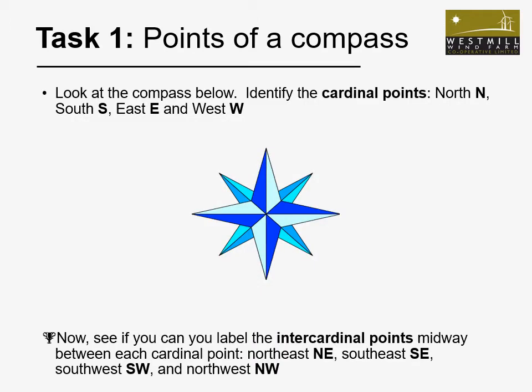So we asked you to have a look at the compass below and identify the cardinal points. That's north, south, east and west. I wonder how you did. Let's have a look. We've got north at the top there and south opposite. And these two are often the tricky ones. East on the right and west to the left opposite.